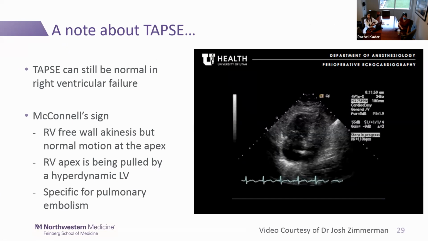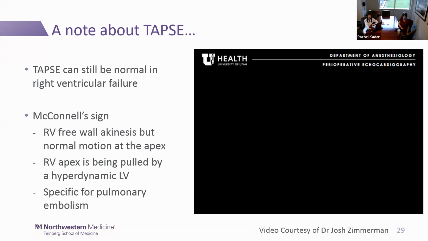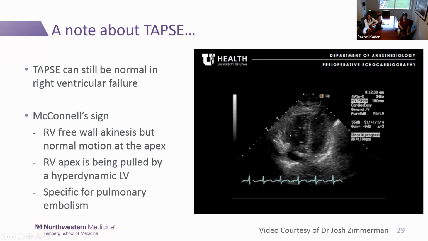It's important to note that while TAPSE can be a great way to look at right ventricular function, you can still have right ventricular failure with a normal TAPSE. And here's an example right here. So this, you can see, we talked about right ventricular size. This right ventricle is larger than the left. It's not really triangular shaped, it's ballooned out, and it's starting to take over the apex.